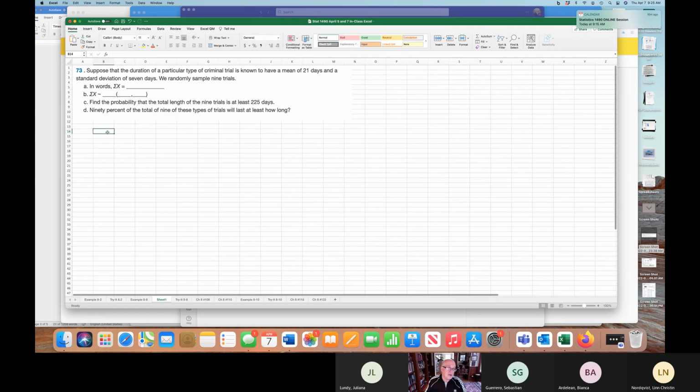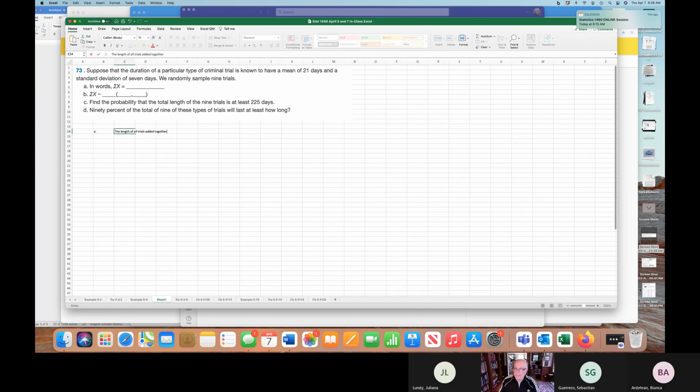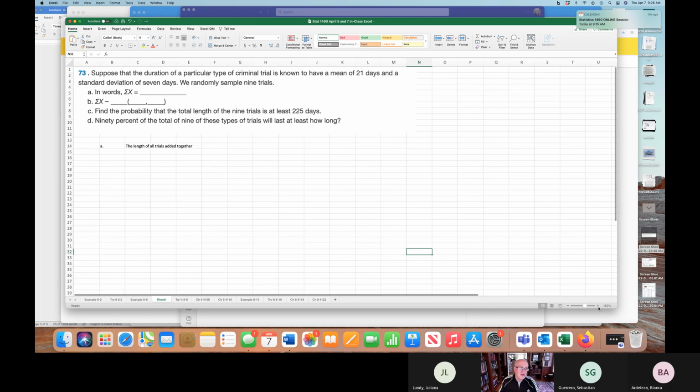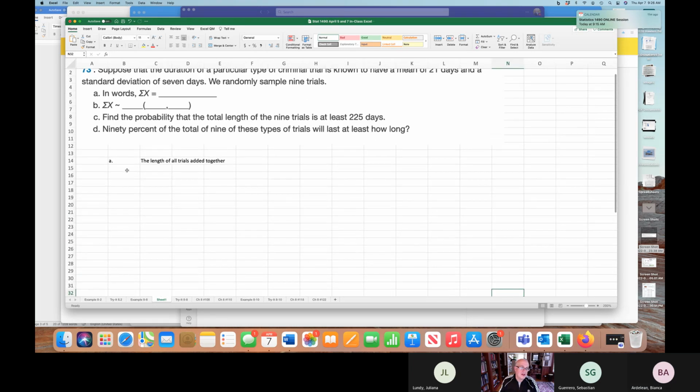Well, if we look at A, we're talking about the length of all trials added together, right? Yep. Let's make this bigger so we can actually see what we're typing. Okay, so it's the sum of all trials added together.